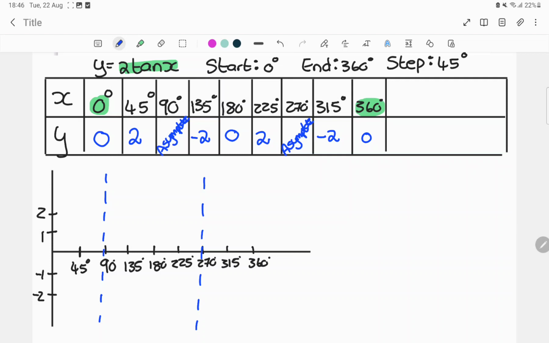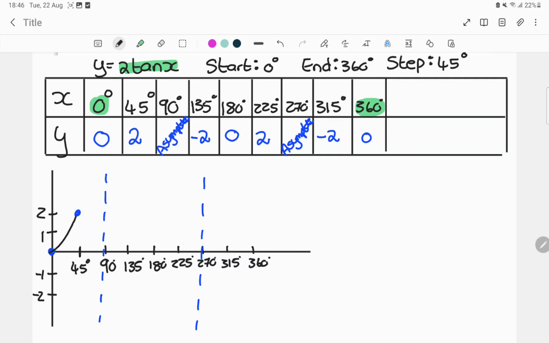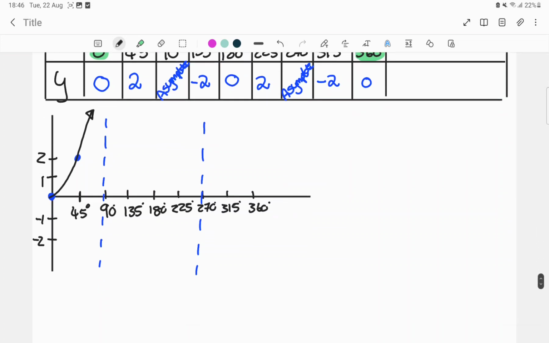Just make sure whenever you have an asymptote, it means your graph is broken. So if your graph was going up before the asymptote, after the asymptote it has to go down again. If it was going down and now your asymptote comes, it breaks your graph, now your graph will start going up again. So we see at 0 degrees I have 0, and at 45 degrees I have 2. So can you see this tendency of my graph now will be to go up? So we're going to connect my two dots and it has to go up towards my asymptote. Remember, it can never cross your asymptotes.